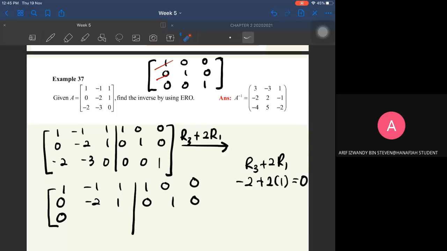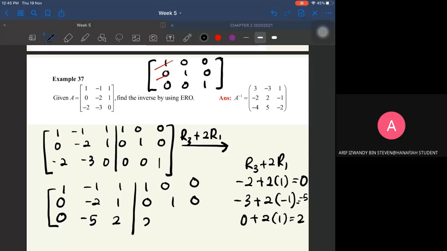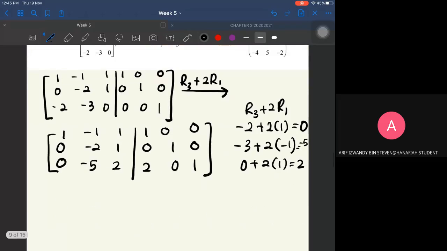Okay. The second one, the value is negative 3. And for row 1 here you have negative 1. So you will have negative 3 plus 2 negative 1. So the answer is negative 5. Okay, so the third one, 0 plus 2 multiplied by 1, so you will have 2. So you proceed. 0 tambah 2 darab 1 akan dapat 2, ni akan dapat 0, ni dapat 1. Sampai sini boleh faham?